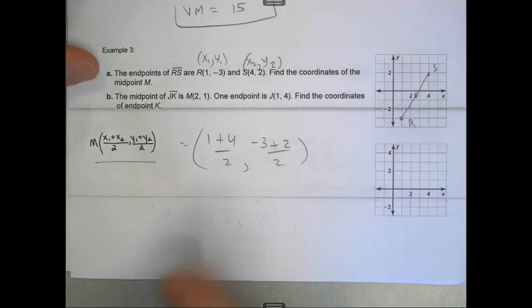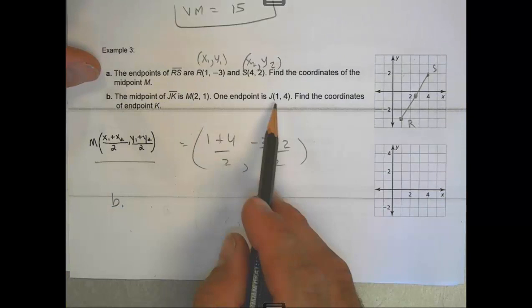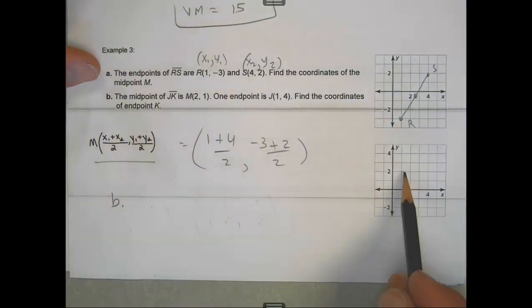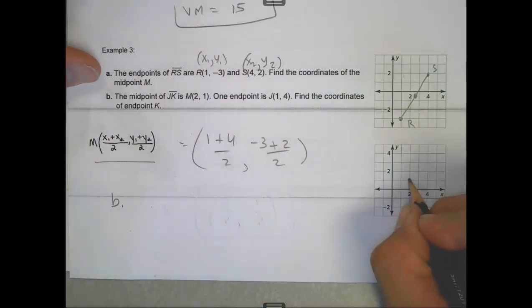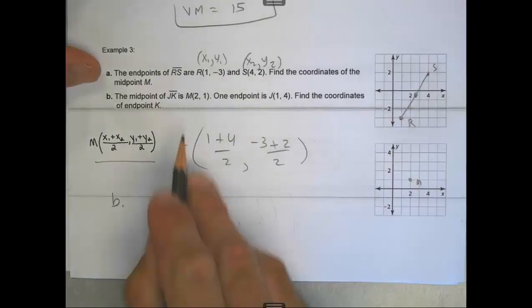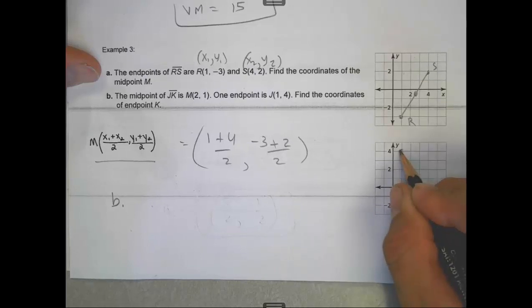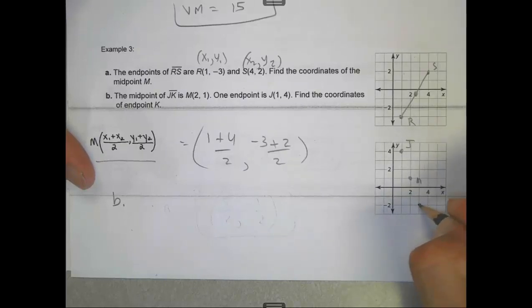All right, now part B is a little more tricky because they give us the midpoint this time and one endpoint. And we have to find the coordinates for the other endpoint. So I'm going to graph these just so you can visualize it over here as well. The midpoint they say is at 2, 1, so over 2, up 1. There's our midpoint. I'll label that M. And then one endpoint J is at 1, 4. So over 1, up 4 is J. All right, that means our other endpoint, if you basically just follow the slope, you go down 3 over 1, down 3 over 1. We know our other endpoint is right here. So it's pretty easy to get the coordinates for K from the graph.